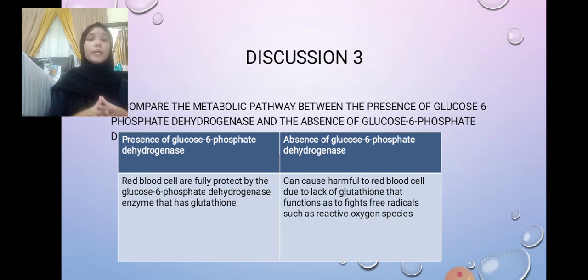So when I say it protects the red blood cell, it means that in the absence of glucose 6-phosphate dehydrogenase, harm can come to the red blood cell due to lack of glutathione, which functions to fight free radicals such as reactive oxygen species. So here we can see the difference between the presence and absence of the G6PD enzyme in the metabolic pathway.